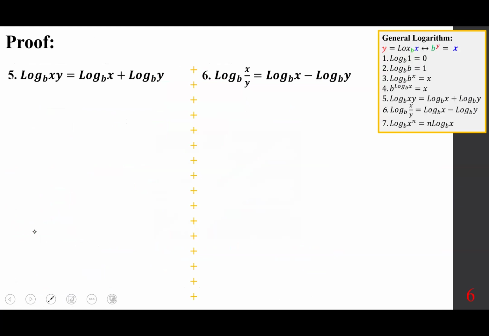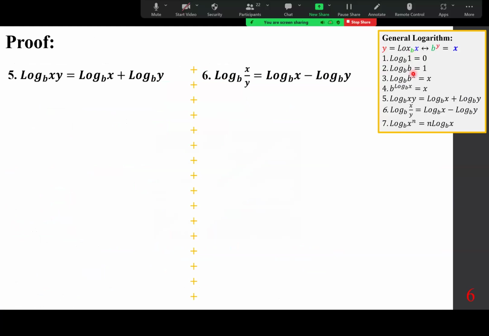So we have the general log rules here. And we are saying log xy base b is log x base b plus log y base b, and log x over y base b is log x base b minus log y base b. So those are numbers 5 and 6, for example.